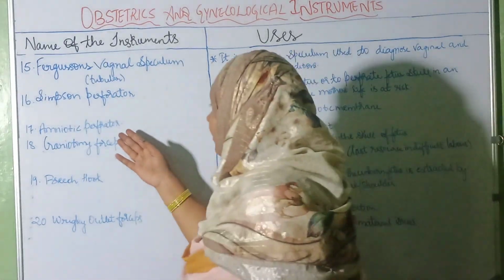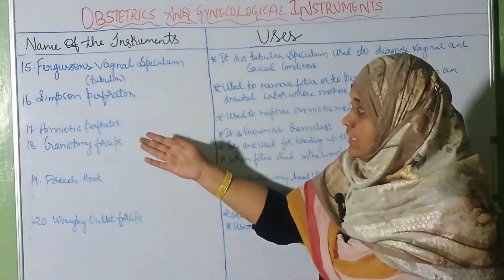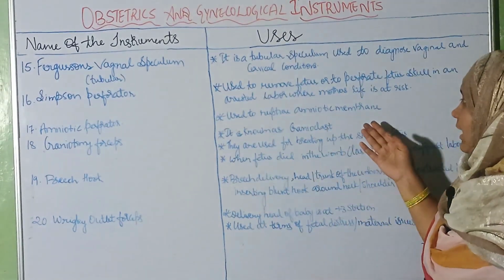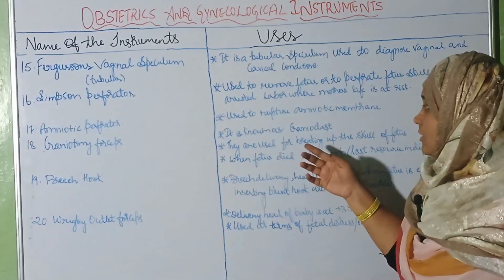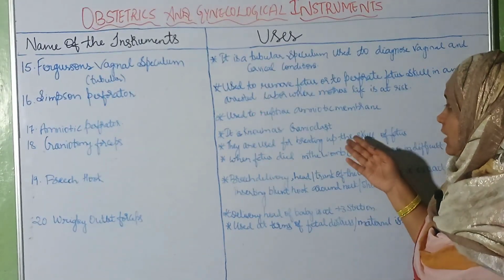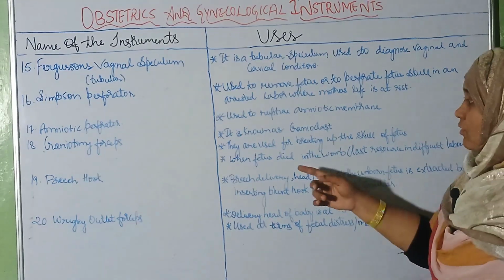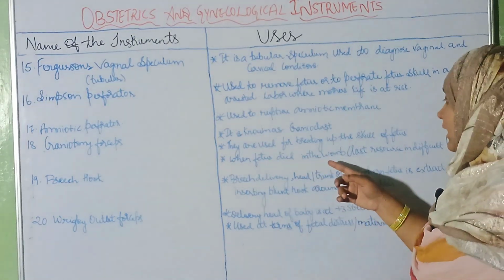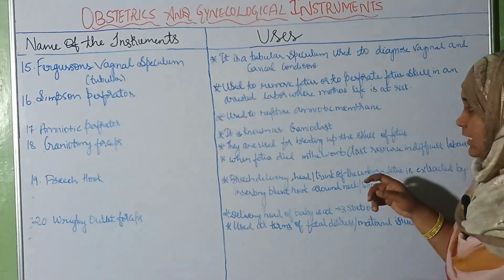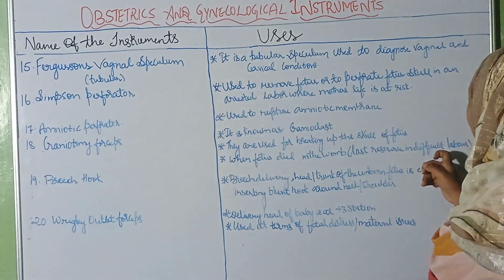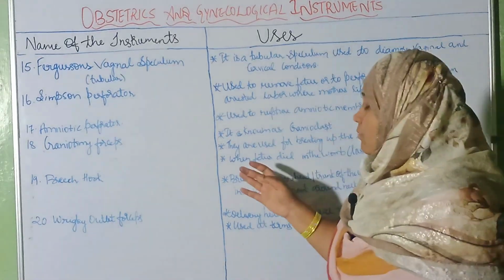Next is the amniotic perforator. As the name indicates, amniotic, that is amniotic fluid, it is used to rupture the amniotic membrane. Craniotomy forceps, also known as cranioclast, are used for breaking up the skull of the fetus when the fetus has died in the womb, as a last resort in difficult labor. We use the craniotomy forceps then.